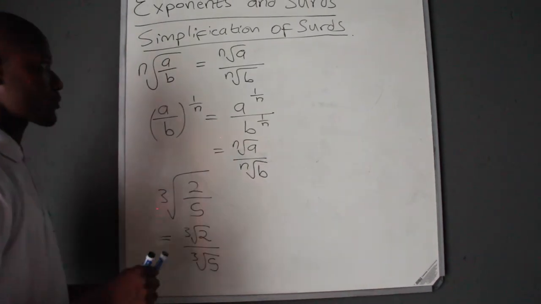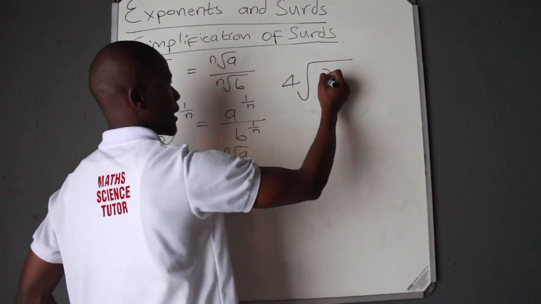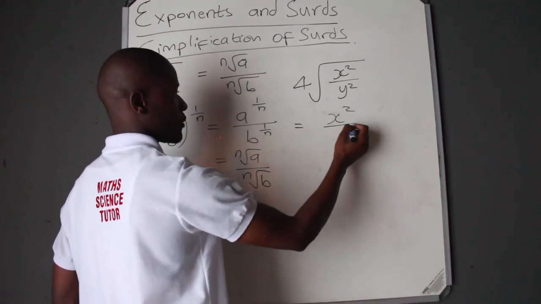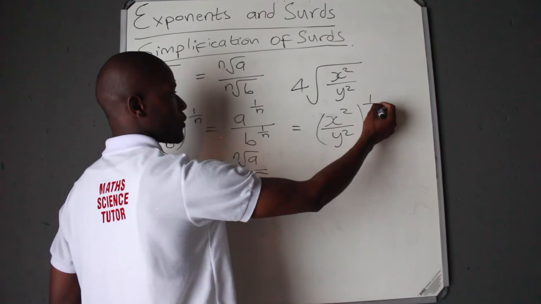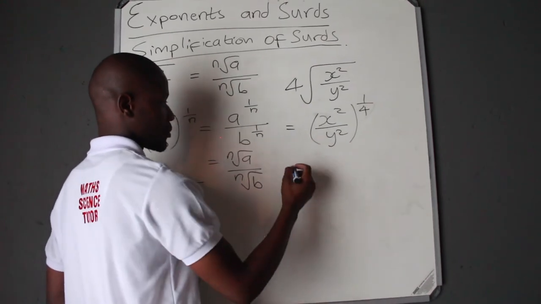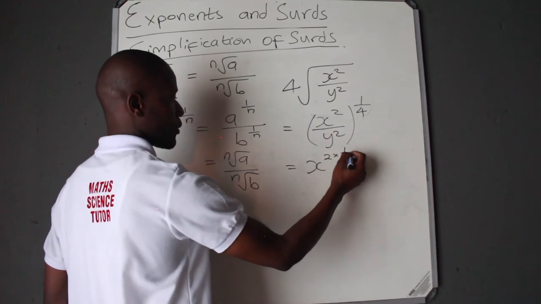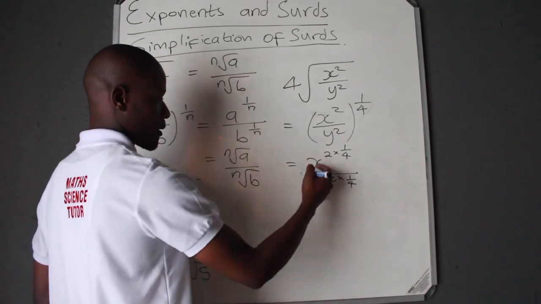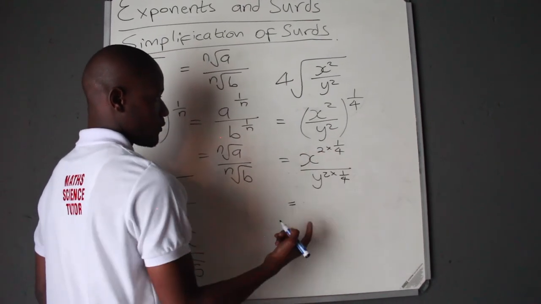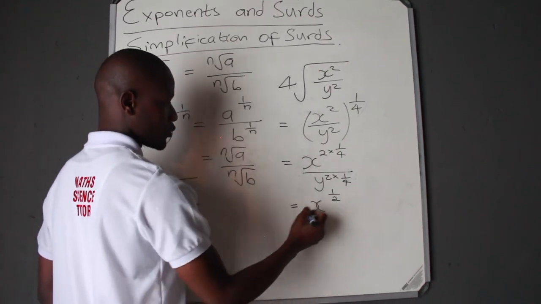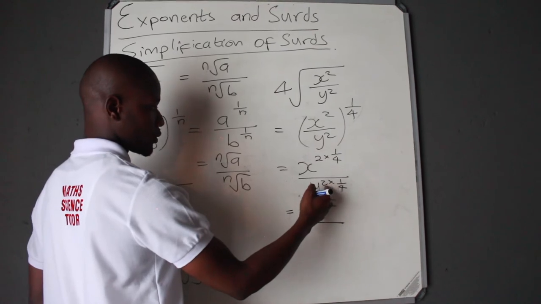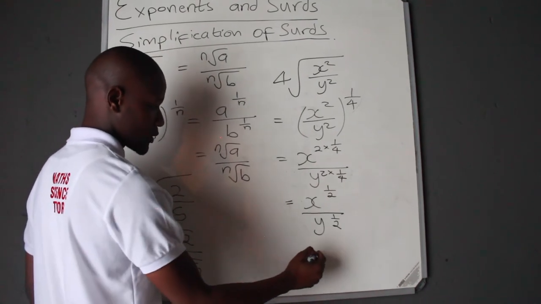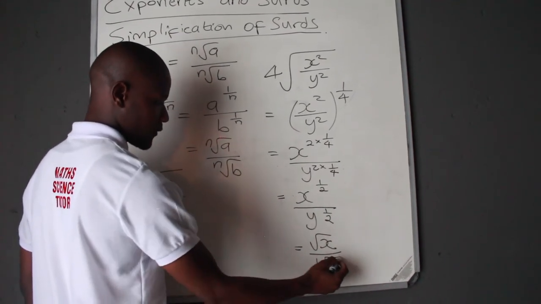So if we have the fourth root of x squared over y squared, check, it is the same as x squared over y squared all raised to the power 1 over 4. So we multiply the exponents. It is x to the power 2 multiplied by 1 over 4, over y to the power 2 multiplied by 1 over 4. So 2 multiplied by 1 over 4 is x to the power 1 over 2, over y to the power 1 over 2. And x to the power 1 over 2 is the square root of x over the square root of y.